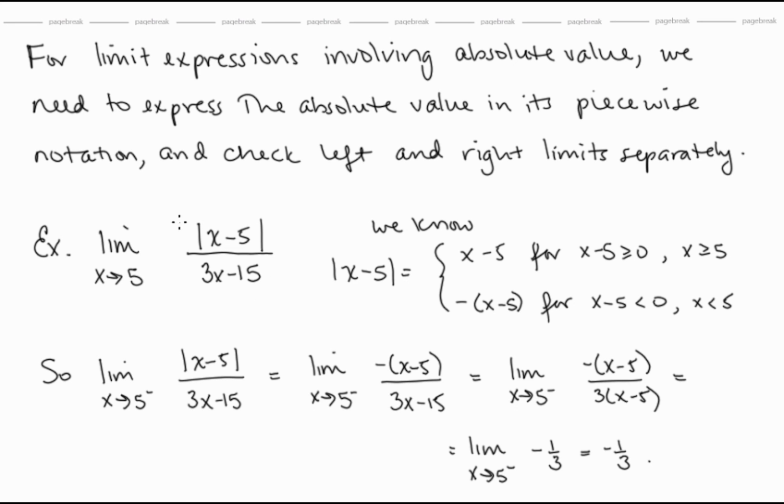So now taking this limit from the left, we're talking about x values that are less than 5. So we're going to use this bottom function here. So we replace absolute value of x minus 5 by its function definition here, negative of x minus 5. We can simplify here by canceling factors of x minus 5. And so this is equal to the limit as x goes to 5 from the left of negative 1/3, which is just negative 1/3. And that's our limit from the left.